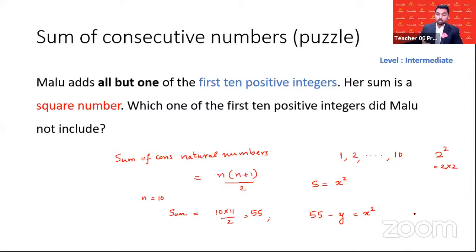Yes, the answer is going to be 7. The square of 7 is 49. So the only square of an integer which is going to lie between 45 and 55 is 7 squared. So this x is going to be 7. So 55 minus y is going to be 49. This implies y is nothing but 6. So the number that she has failed to add with all the consecutive digits is going to be 6.